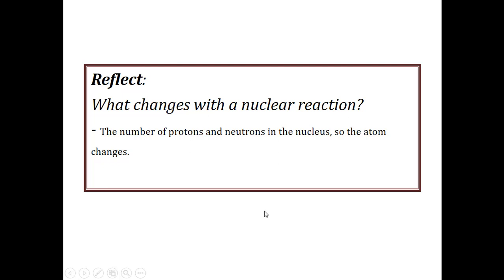So when we're looking at nuclear reactions, the last part we're going to look at is artificial transmutation. But before we do that, I just want you to remember what changes with a nuclear reaction and why we call it nuclear. Nuclear focuses on the nucleus and the number of protons and neutrons in the nucleus. So that's what changes in the atom with a nuclear reaction.